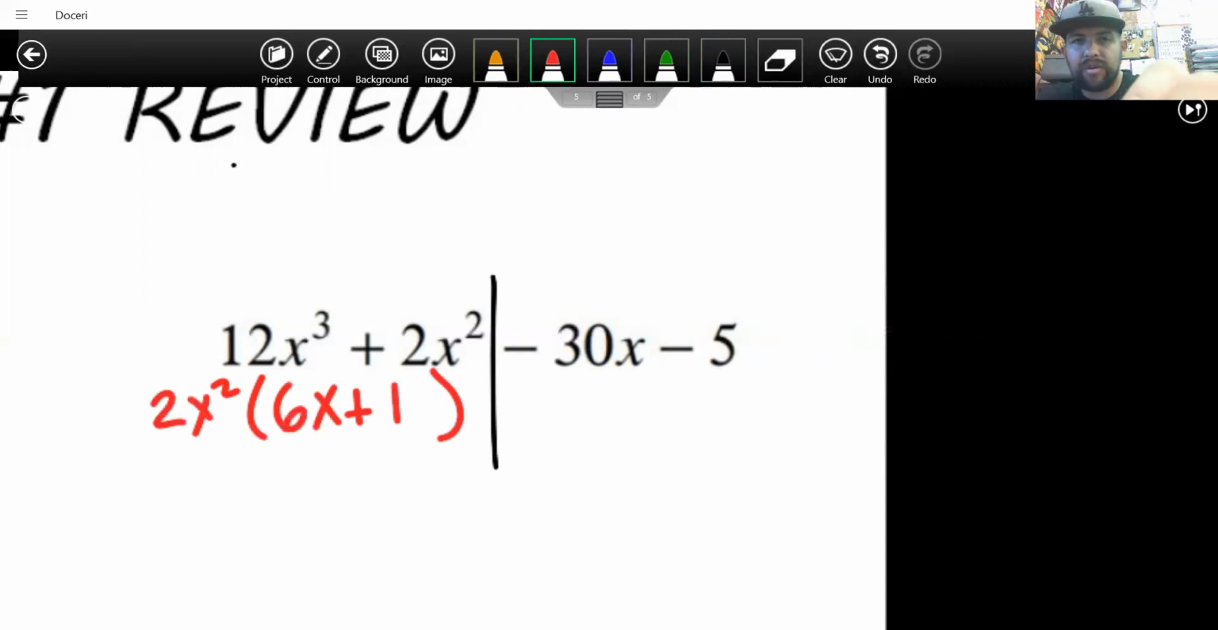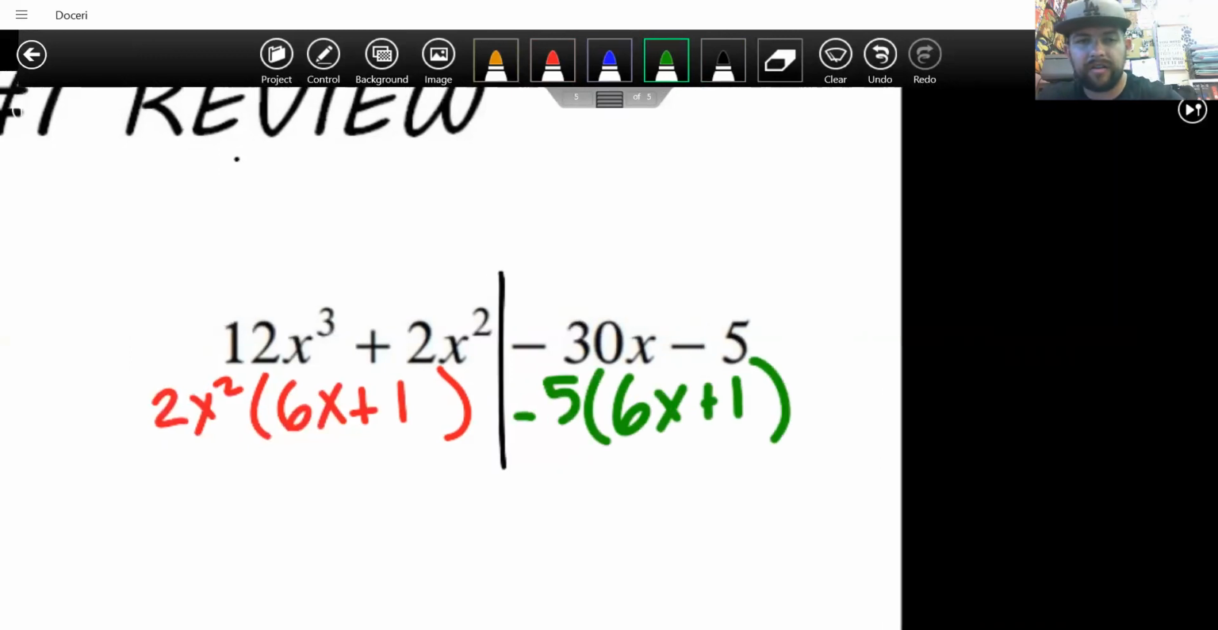If I had to pull up the GCF to the right-hand side, again, I believe it's 2. Is this a good one for us to use? Let's check it out. Negative 5 is going to give me 6x plus 1. Oh, it works out. Never mind. Freaking out over nothing.